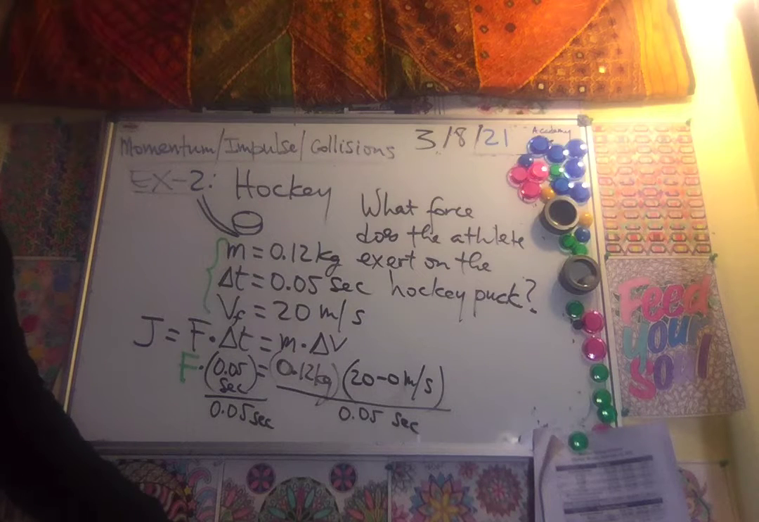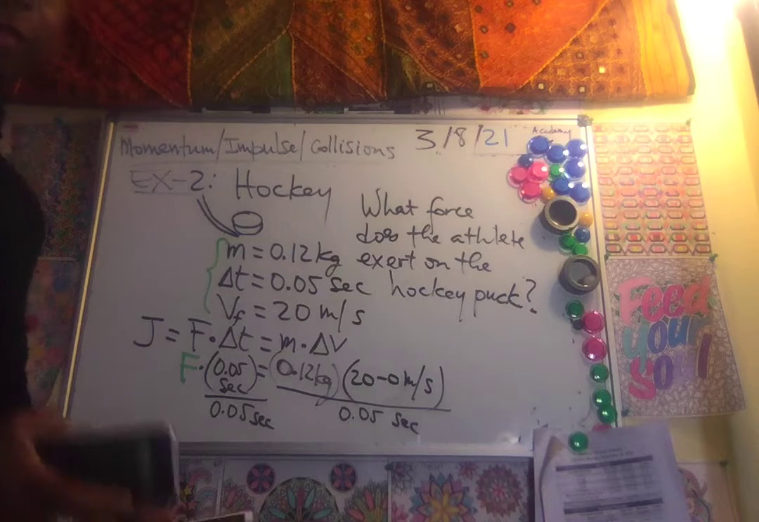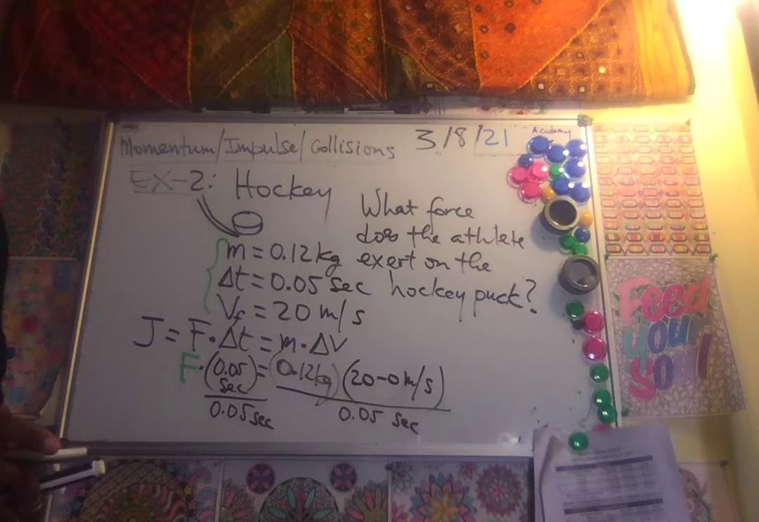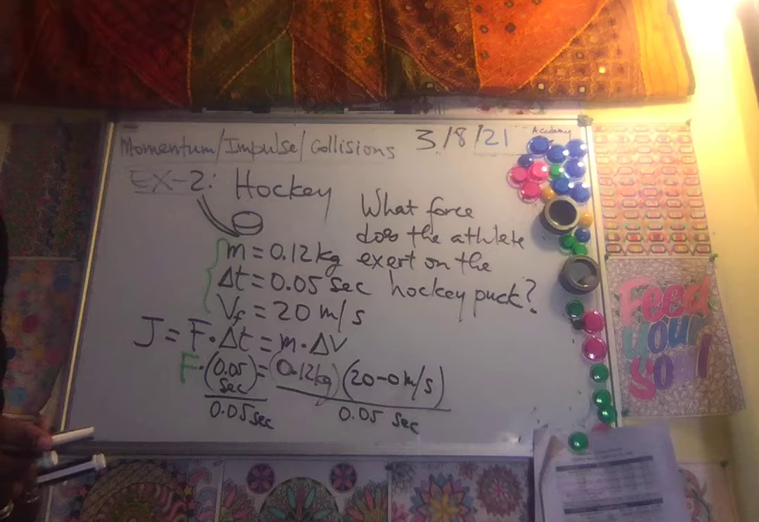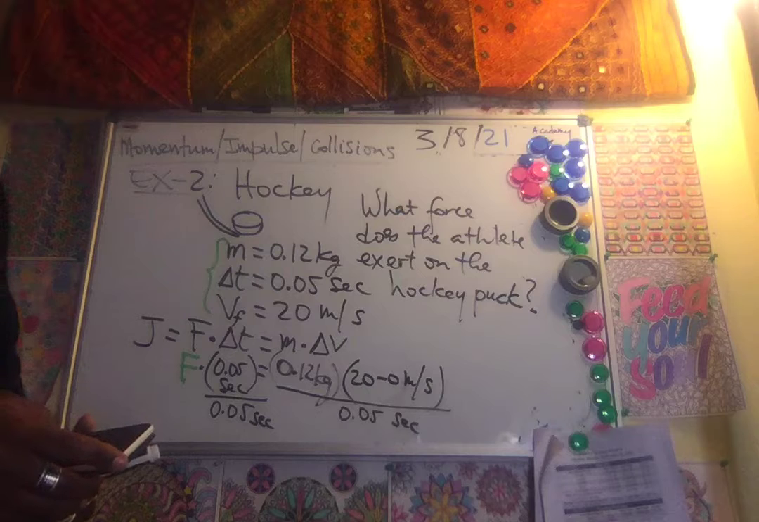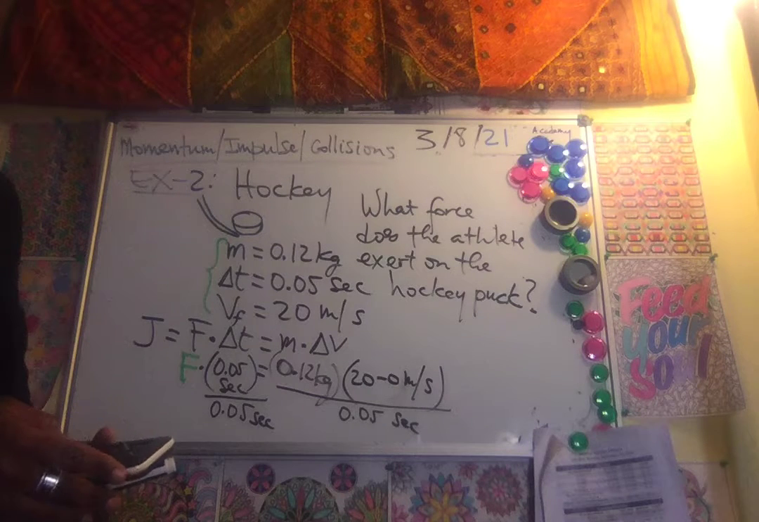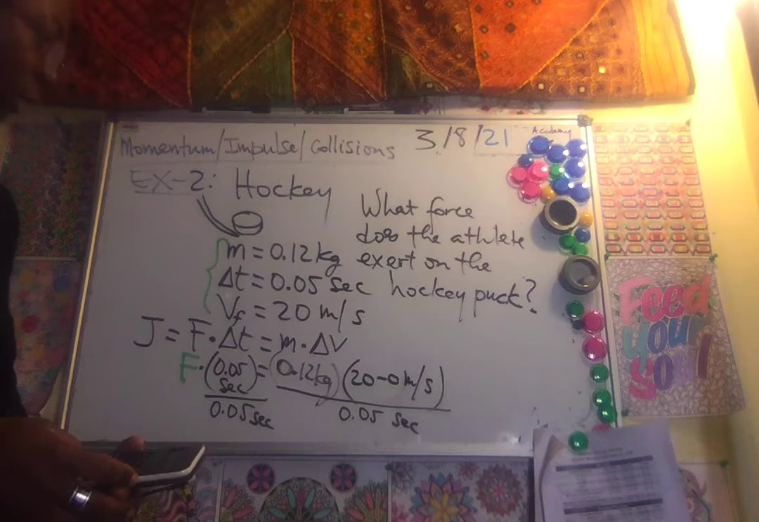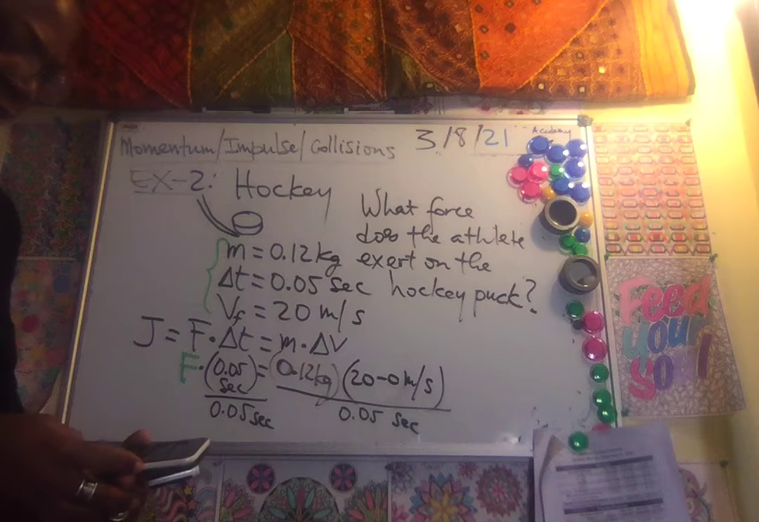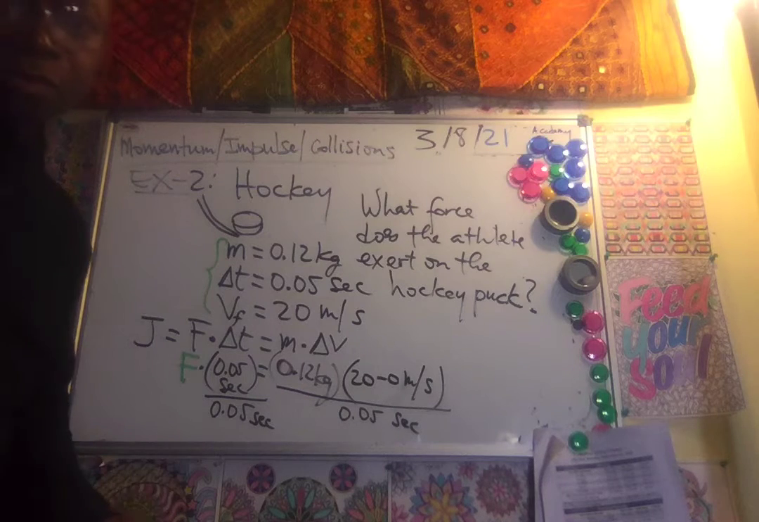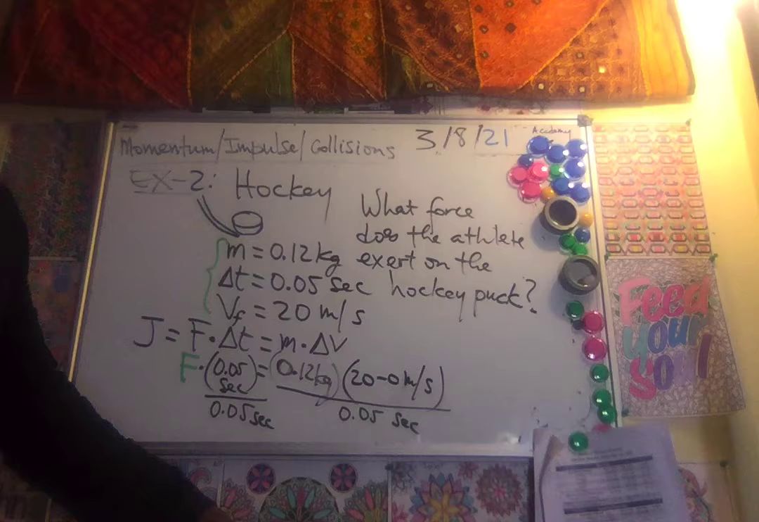I'll wait for you to write this down and then slowly take your calculator and see what we get. 0.12 times 20 divided by 0.05. Share your answer in the chat after you finish.